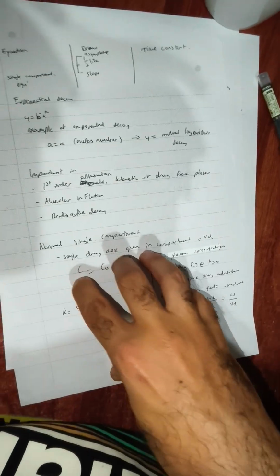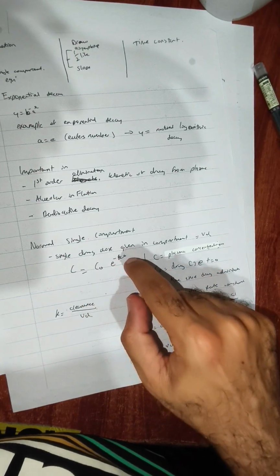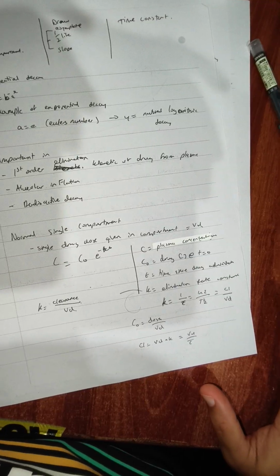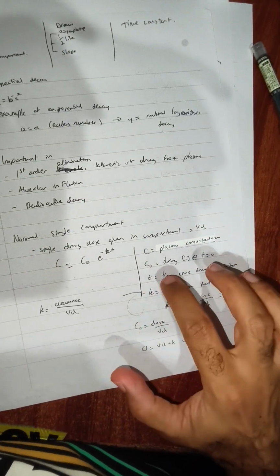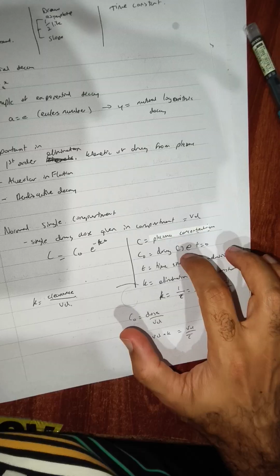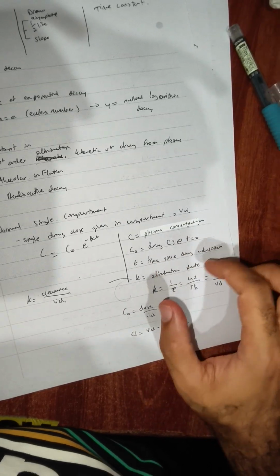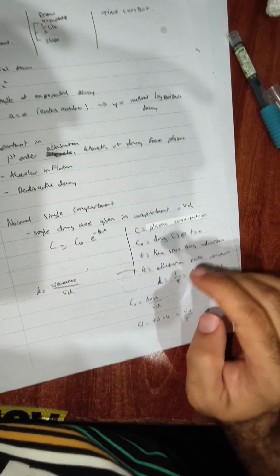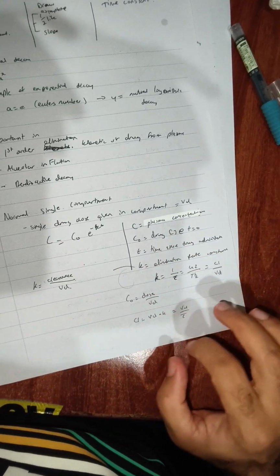And then you talk about single compartment, C equals C0 e to the negative kt. Single doses are given in the compartment, which equals VD. C is plasma concentration, C0 is drug concentration at time 0, t is the time, k is the elimination rate. And then k is clearance over VD. k is also 1 over T.